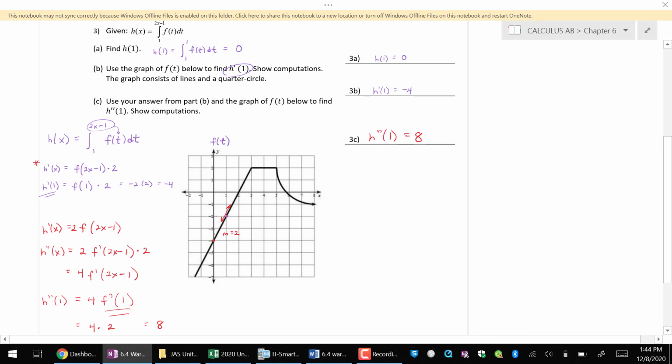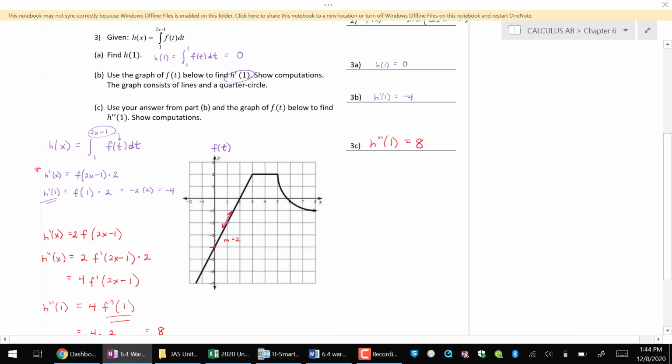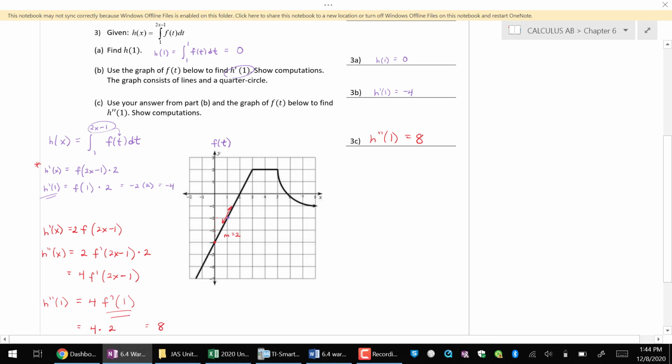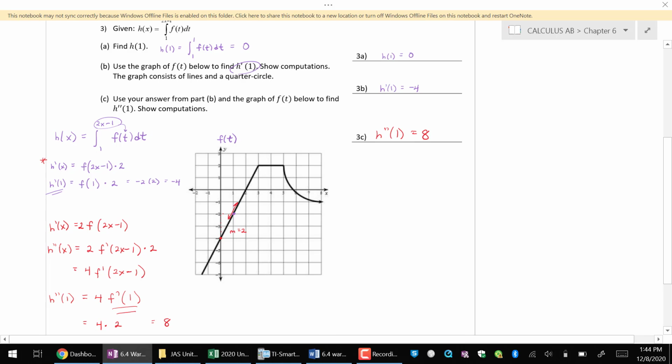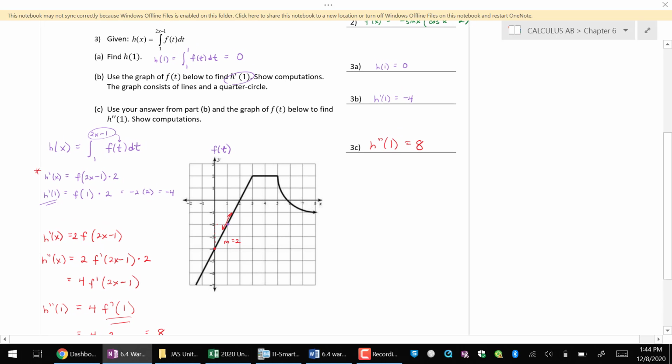So the second FTC is a way to find the derivative of an integral defined function, and I like number 3, just a series of parts that you might see on a calculus FRQ. That's what the second fundamental theorem of calculus is all about.